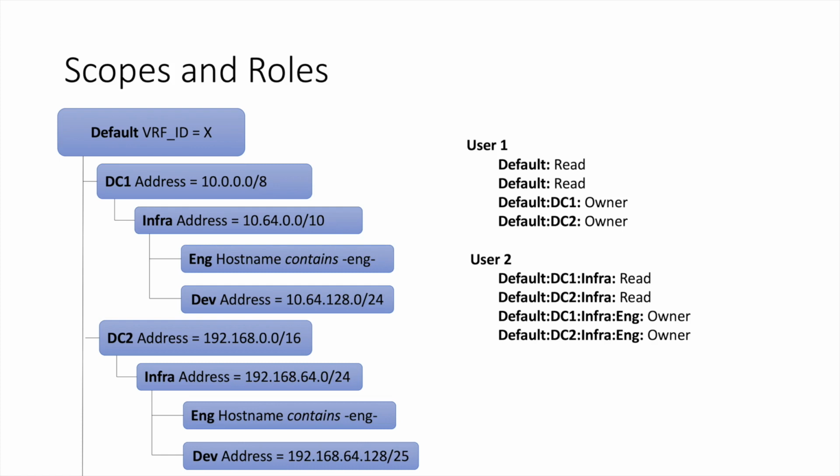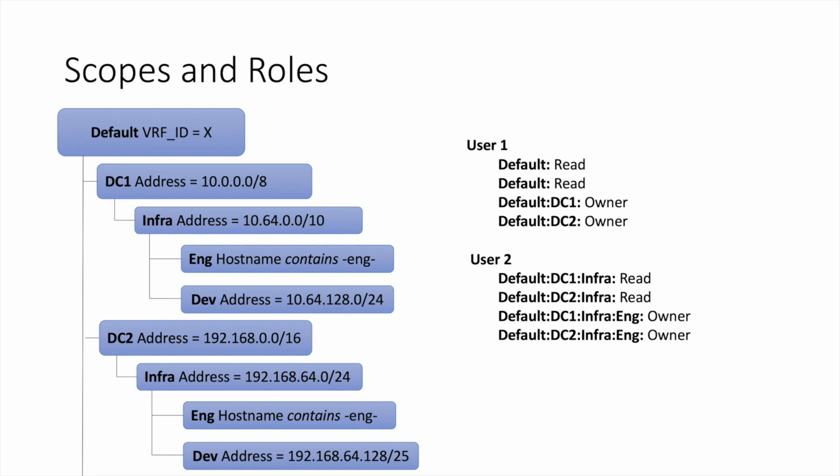What we can do here is that user one can be assigned at the default level with read access. What that means is that that user will have read access to everything below it. Within default, if we go into DC1 and DC2 and assign him as an owner, that means he will have full access to manipulate anything within DC1 and DC2. But if there is a DC3, he will not have access to that, but he will be able to read it.